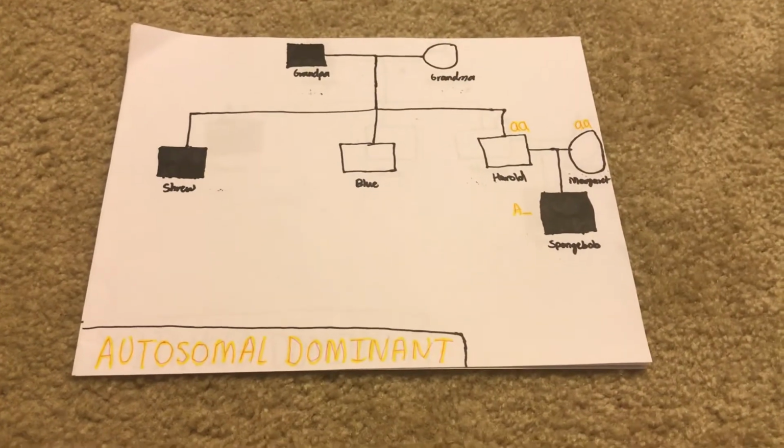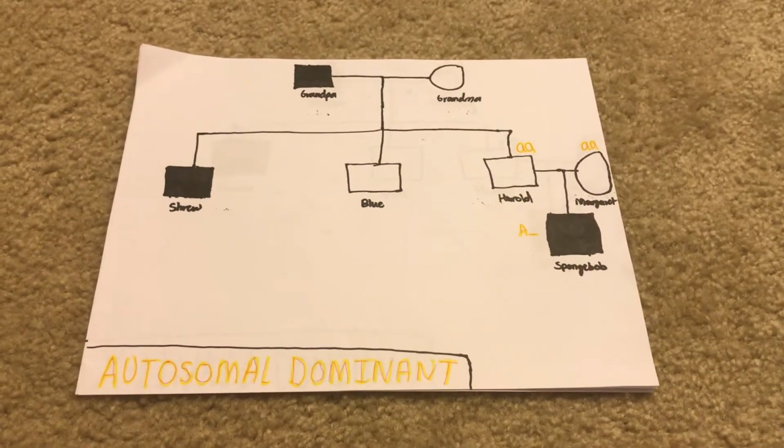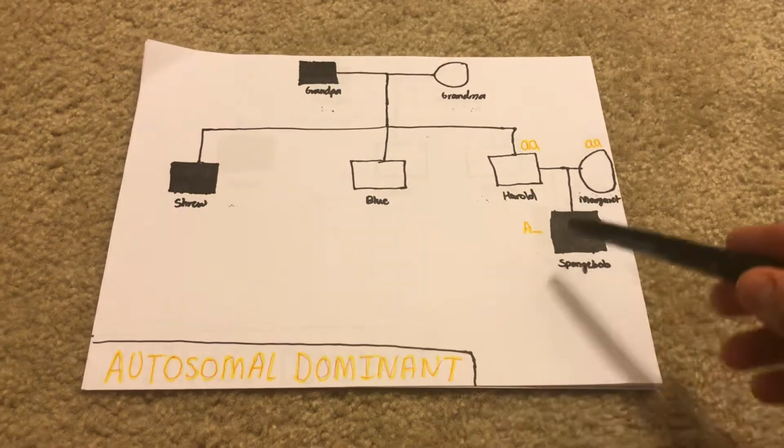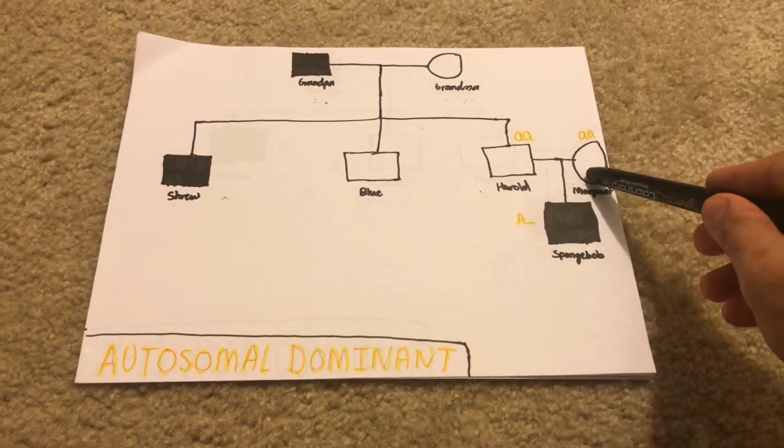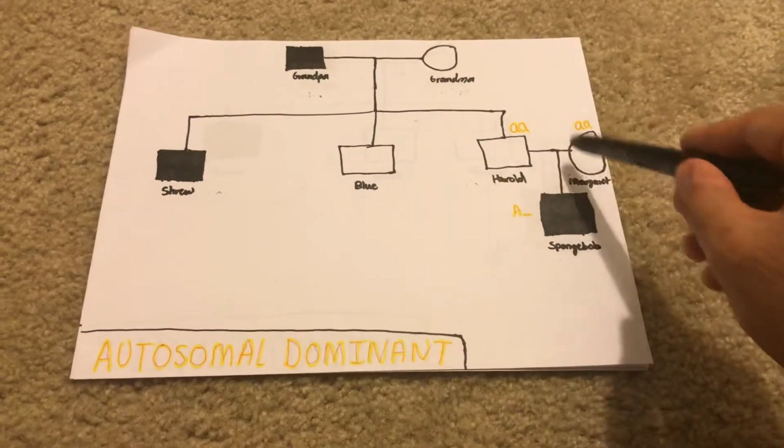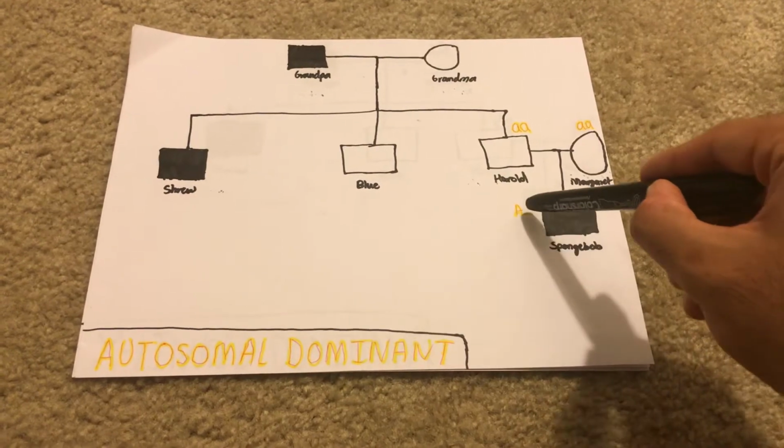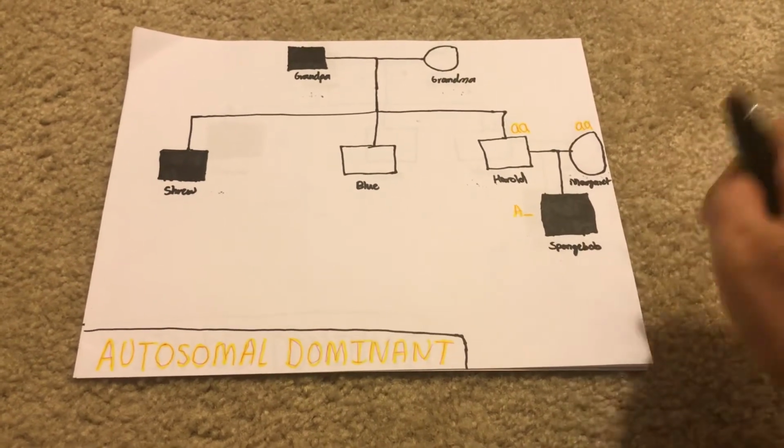The autosomal dominant mode of inheritance is not consistent with the following pedigree, and this is because SpongeBob's parents Harold and Margaret are both recessive, whereas SpongeBob on the other hand has a dominant a allele, which would be impossible in this situation.